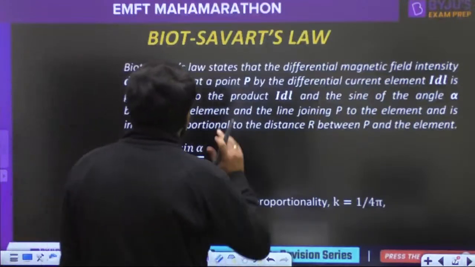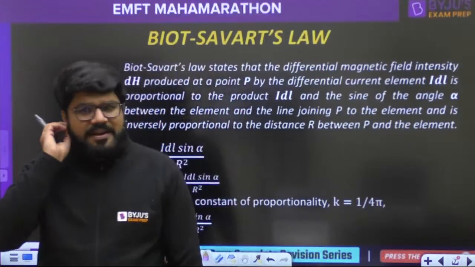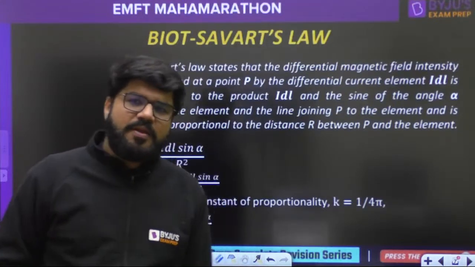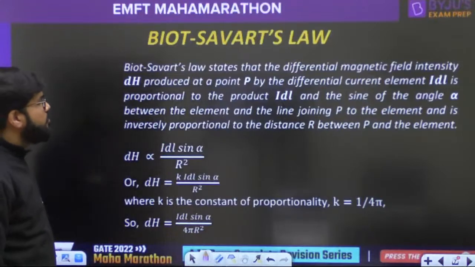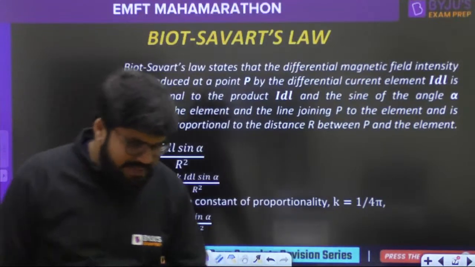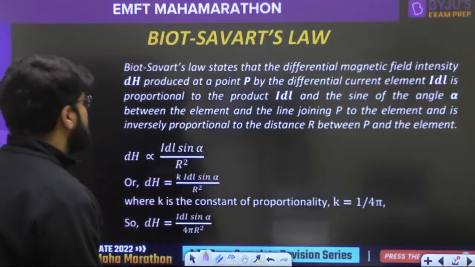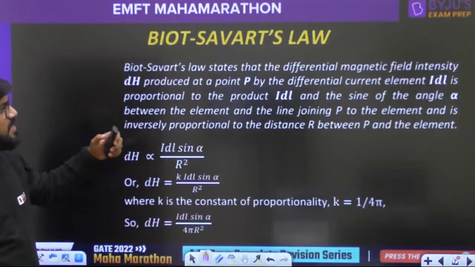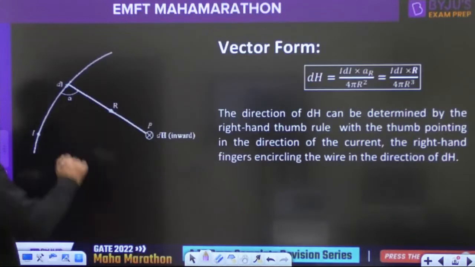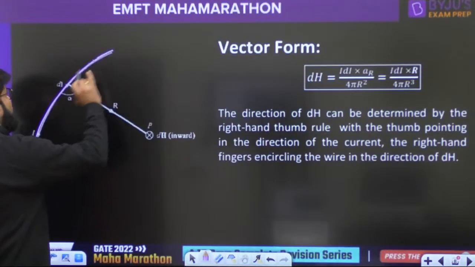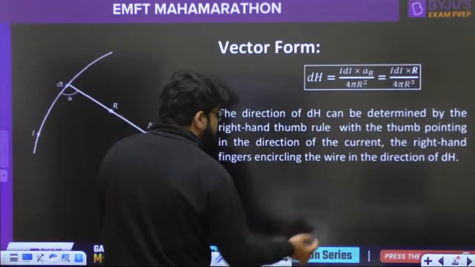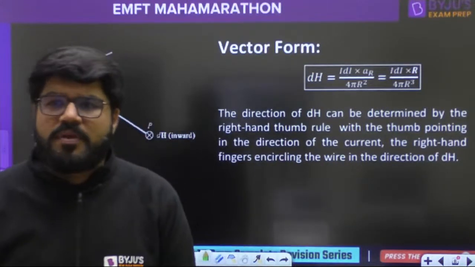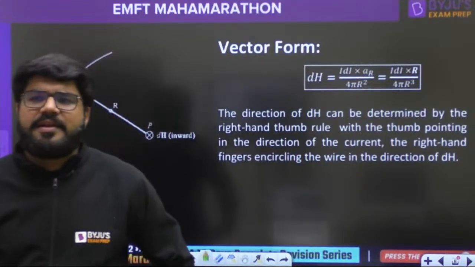Okay. Biot-Savart law, which states that the differential magnetic field. See, actually, results of Biot-Savart law will be more important. But yeah, let's go through the basic element also. The differential magnetic field intensity produced at point P by some differential current element. So see, suppose this is some differential current element. What do you mean by the differential current element? A small current element with some small length dl.